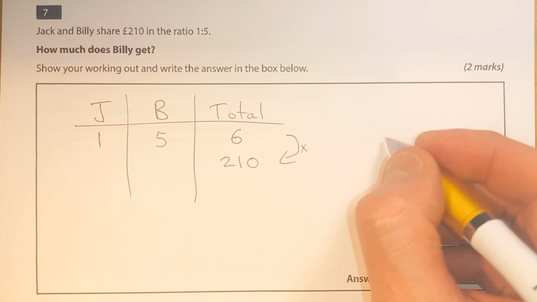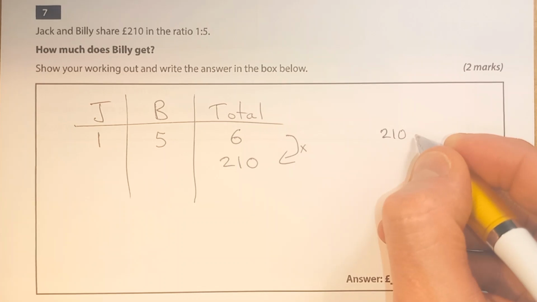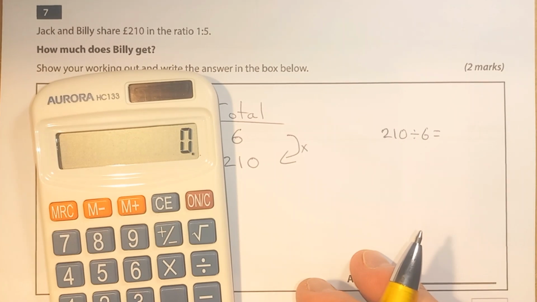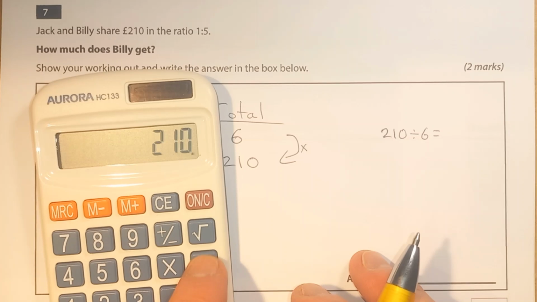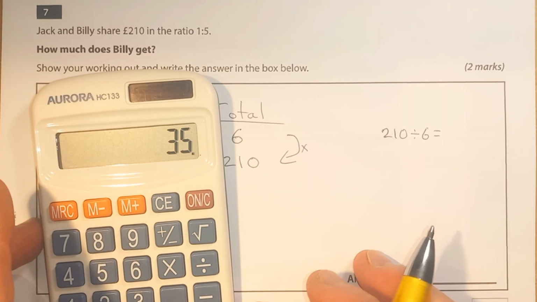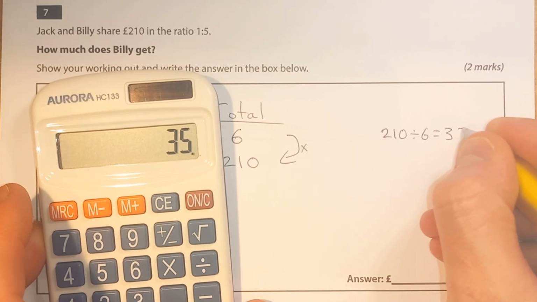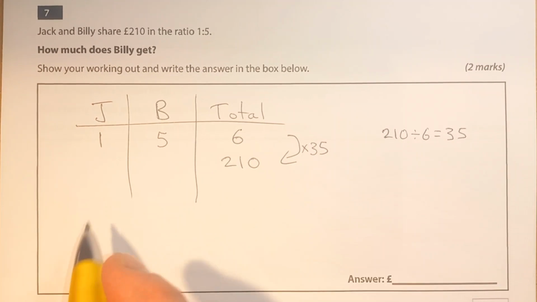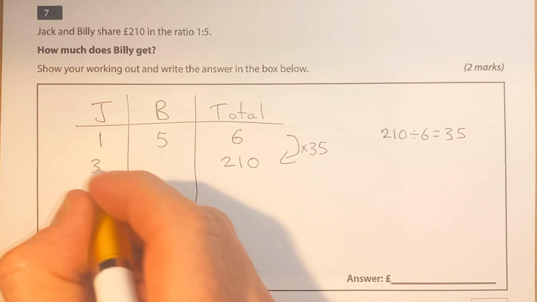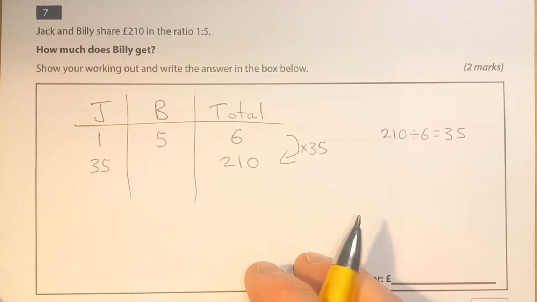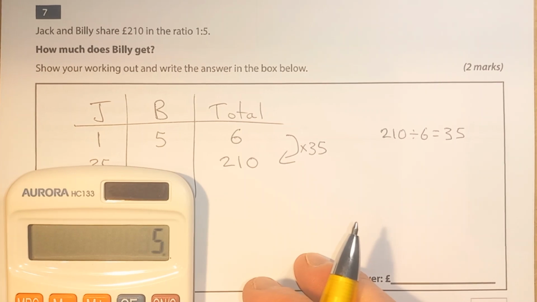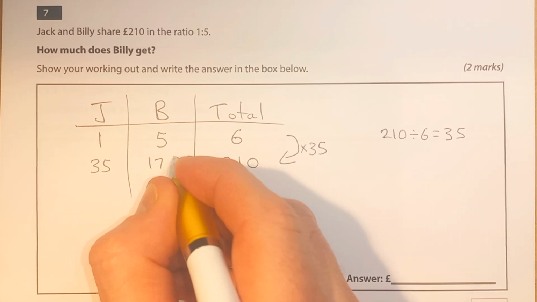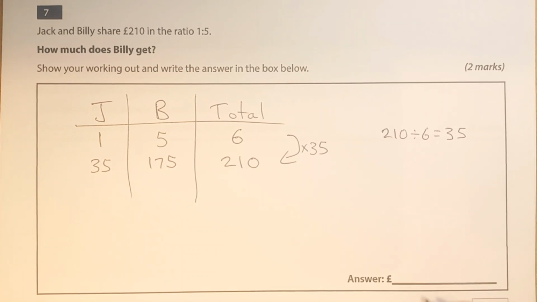So what we say is, well, let's do the opposite of times. We do 210 divided by 6, which is 35. So what we're saying is we're multiplying that bottom row by 35. Well, 1 times 35 is just going to be 35. And 35 times 5 is going to be £175 for Billy.